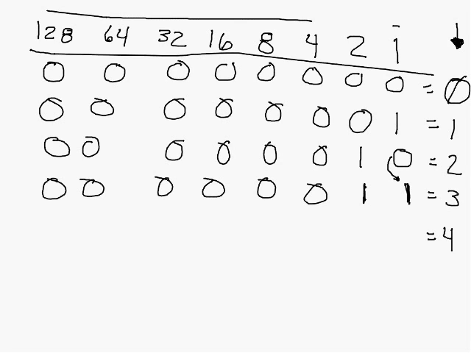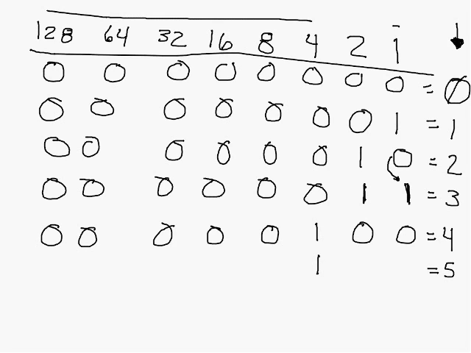The next number is 4. What do we do to get a 4? 1, 0, 0, and leading zeros for the rest, gets you a 4. What would 5 be? Well, 1 in the 4 column, right? A 0 in the 2 column, and a 1 in the 1 column would get you a 5.